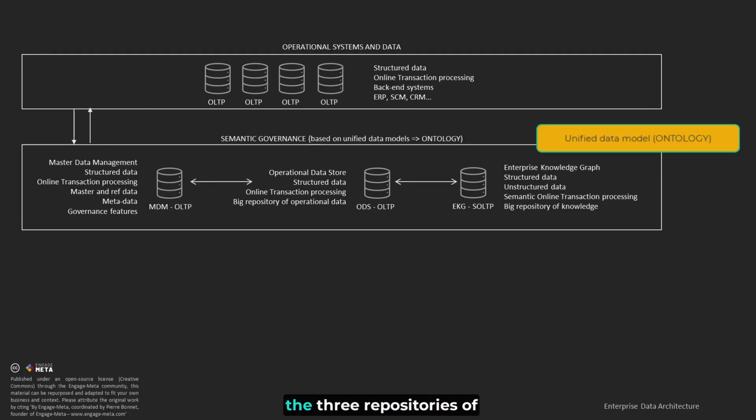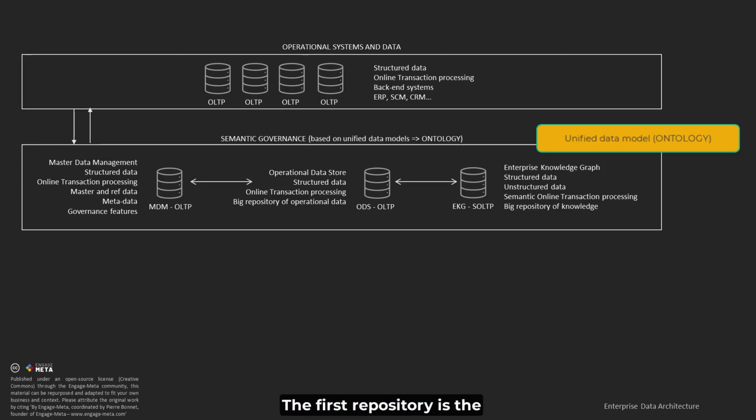More specifically, the three repositories of the semantic layers are necessary for the following reasons. One, to correct the data quality defects of the silos. Second, to allow the accumulation of unstructured data, that is knowledge. And third, to prepare the data for use at the level of data analytics and artificial intelligence. Let's now look at the purpose of each of these repositories.